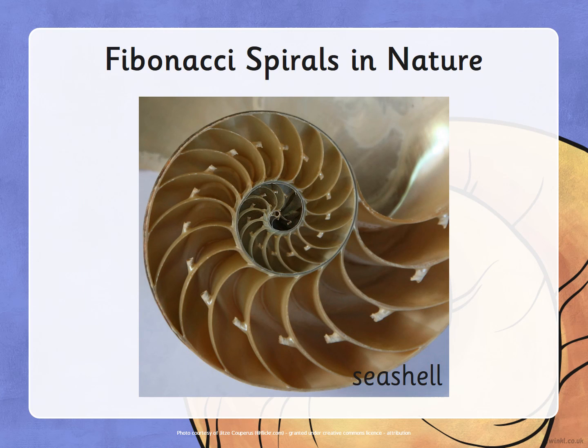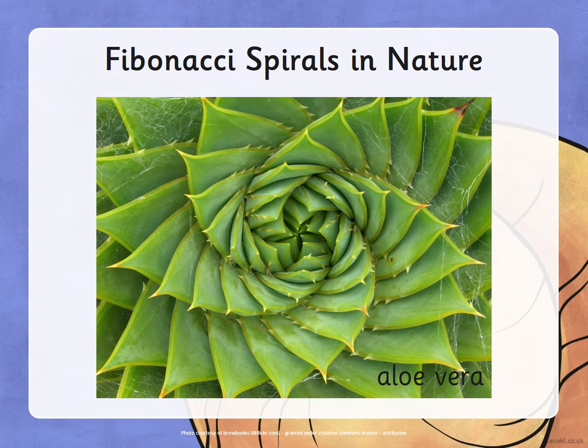These spirals can actually be seen in nature. So for example, here is a seashell that demonstrates that pattern. And also the leaves of the aloe vera plant demonstrate that spiral pattern, which can be found in nature quite a lot. So that was our introduction to the Fibonacci number sequence. Good luck with your learning today.